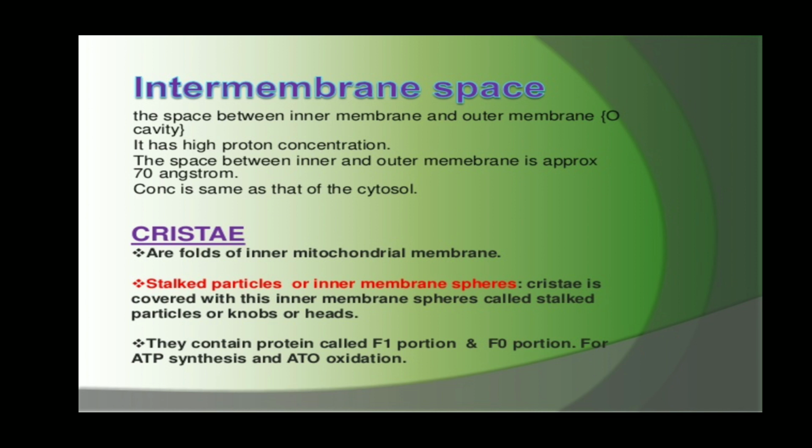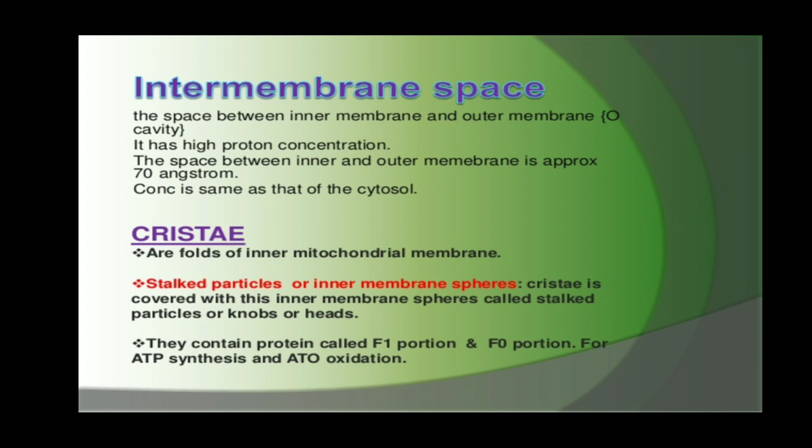The intermembrane space is a cavity between the inner membrane and the outer membrane, right? It has a high proton concentration. The concentration of protons is highest in this space, which is called the intermembrane space. The space between the inner membrane and the outer membrane is approximately 70 angstrom units in size. The concentration is the same as that of the cytosol.